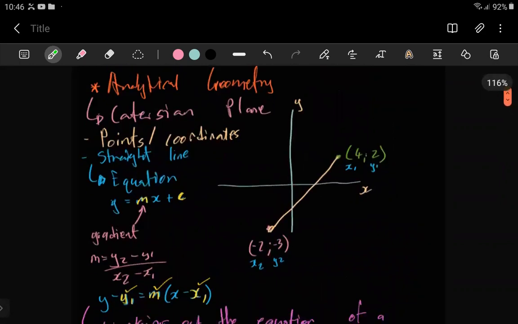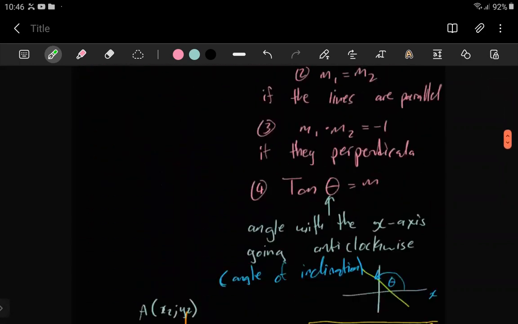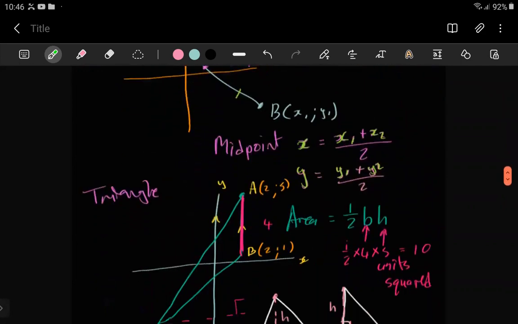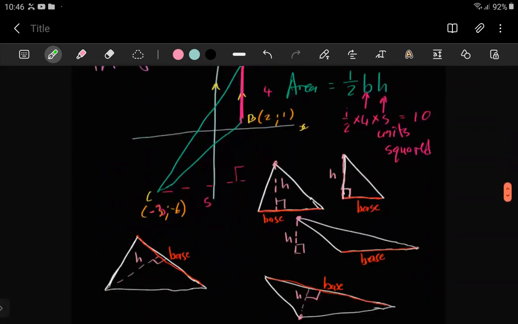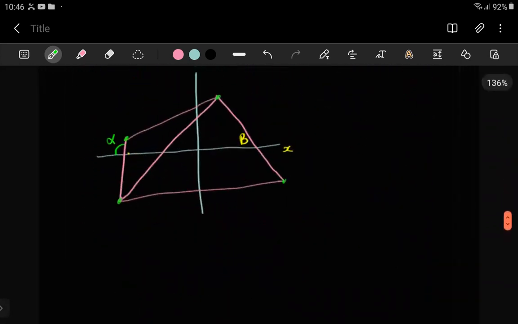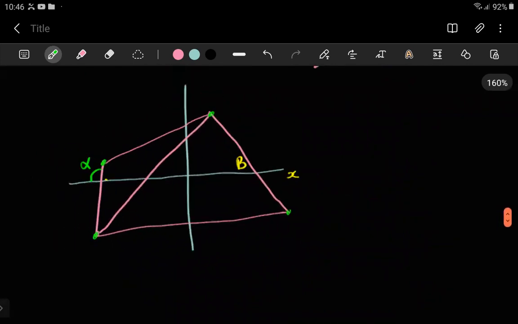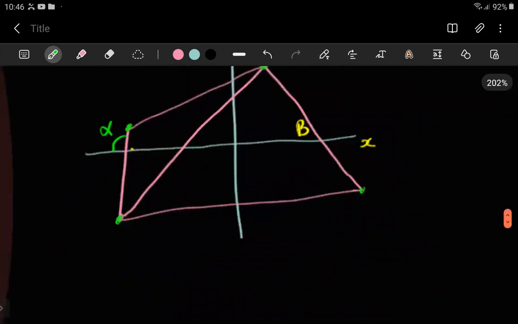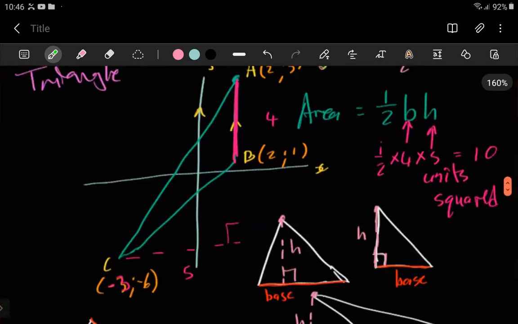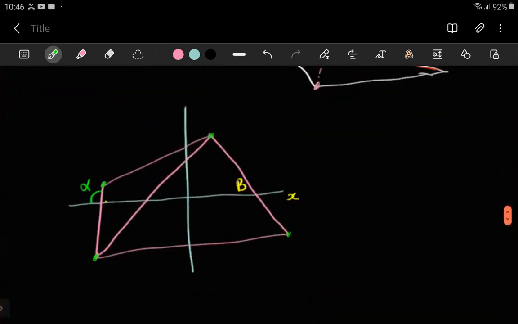They can ask you for the distance between lines. They can ask for the midpoint. They can ask for an angle. They can ask for a specific area of a triangle. But with the area of a triangle, there's another method, right? There's the half base times height method.